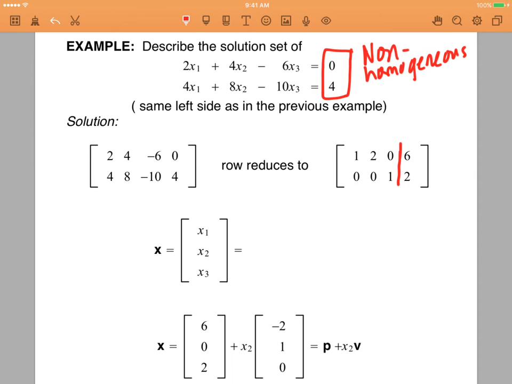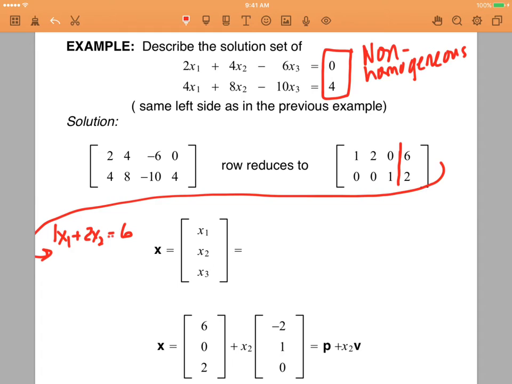And I'm just going to write in the equations first because I like to do that. So this first one gives me 1x1 plus 2x2 equals 6. Second row gives me x3 equals 2. So now, that means if I solve for each one, x1 equals negative 2x2 plus 6. x2 just equals itself, x2, because it was free. And x3 equals 2.